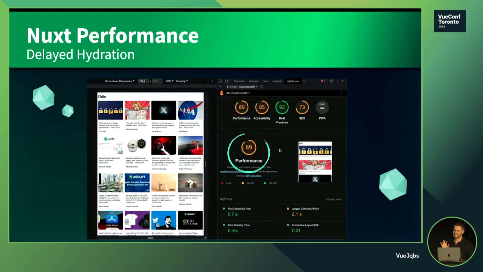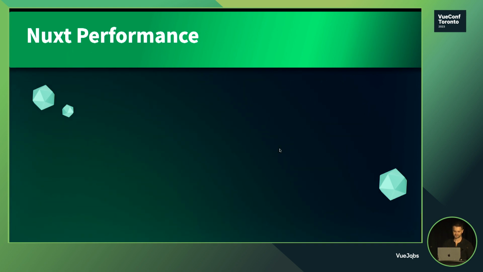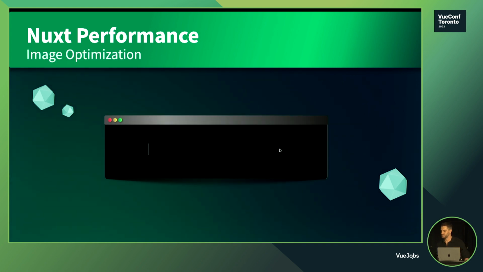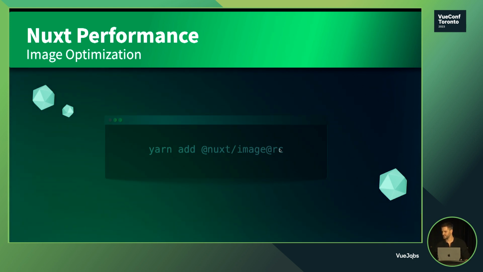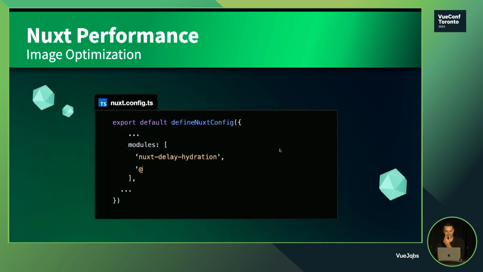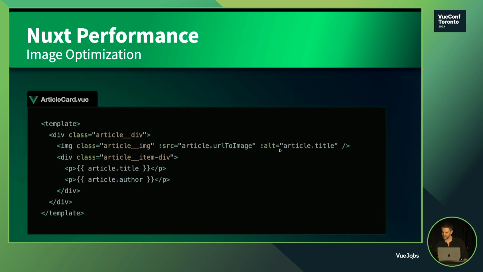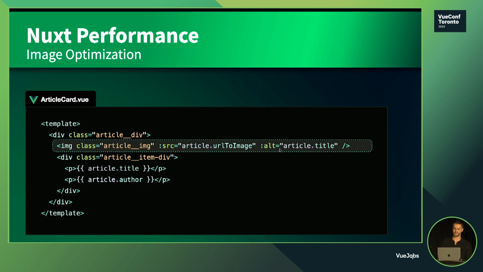So with that delayed hydration implemented, now we can see we boosted that score up to 89, which is a pretty good improvement, but we're going to keep it going. So let's move on to optimizing the images. We'll install the Nuxt image module, then head into our config and add it to the modules array. Now to use it, we can simply replace our image tags like this guy right here. We'll just swap him out for the Nuxt image tags, like so.